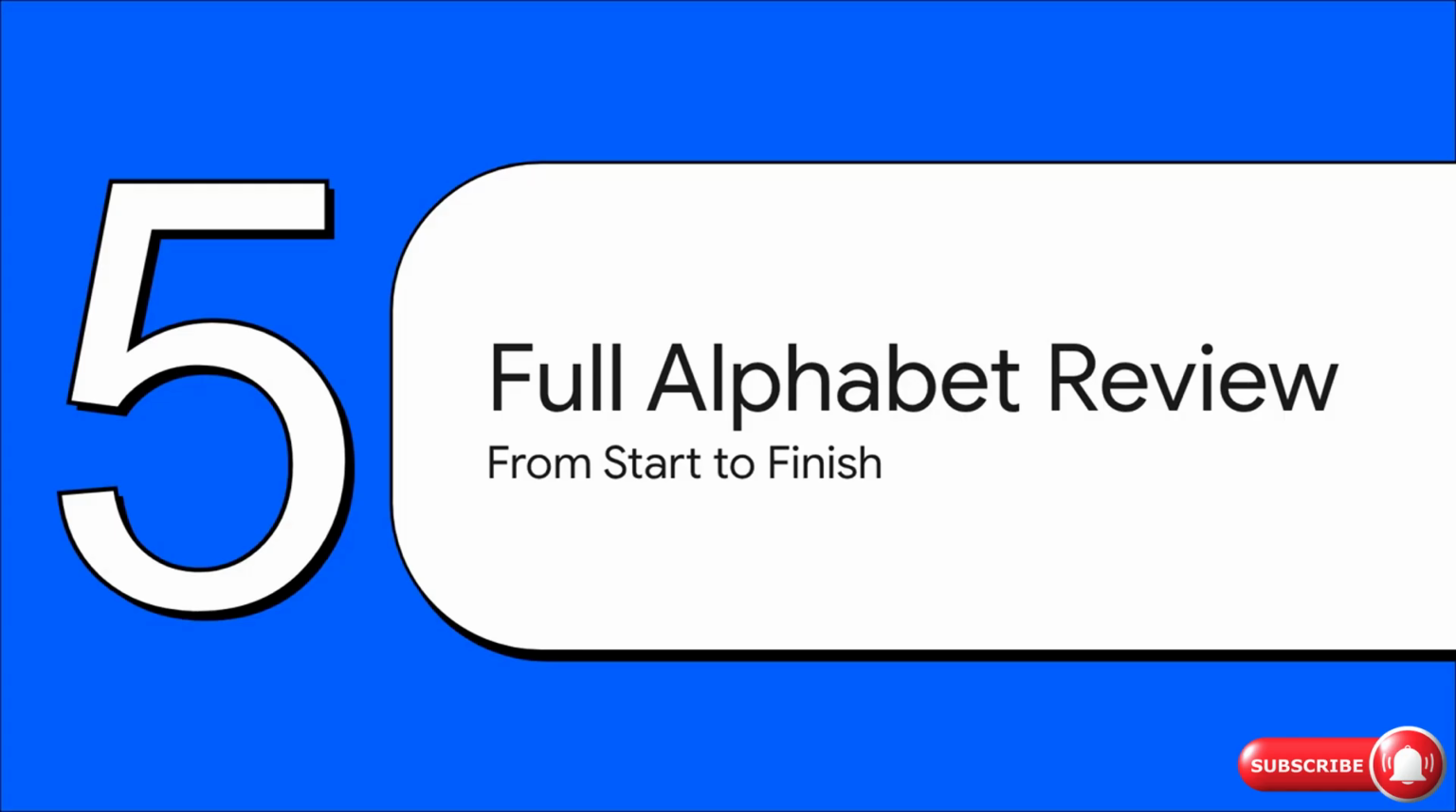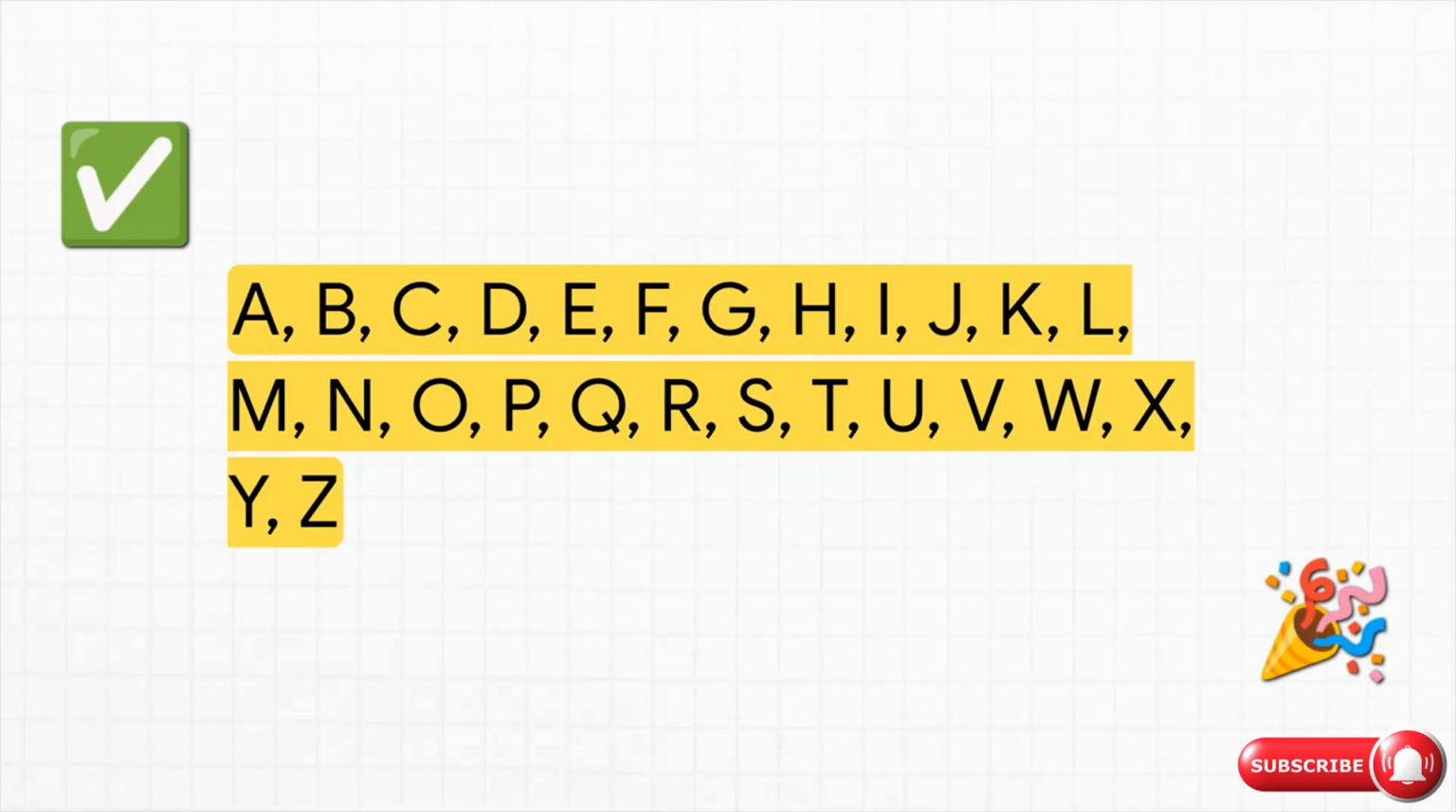All right, you've made it. We've gone through all the sound groups and all the unique letters. So now, for the grand finale, let's put it all together and do a full review of the entire alphabet. Let's do this together. Find a nice, steady rhythm. You ready? Let's go. A, B, C, D, E, F, G, H, I, J, K, L, M, N, O, P, Q, R, S, T, U, V, W, X, Y, Z.